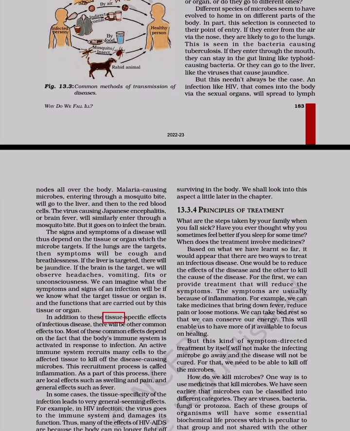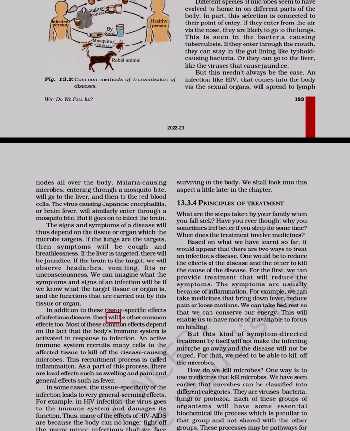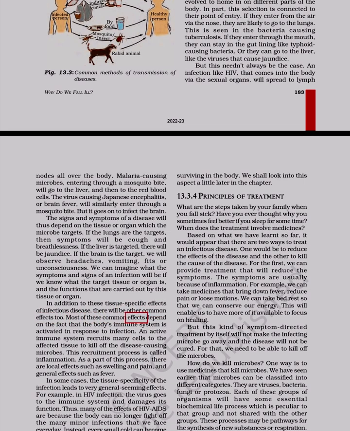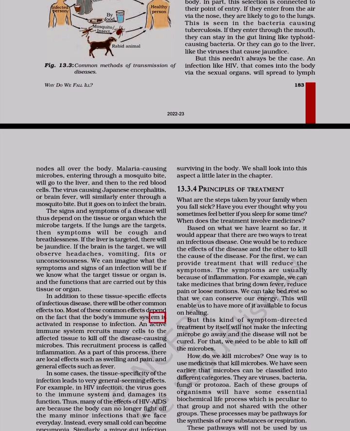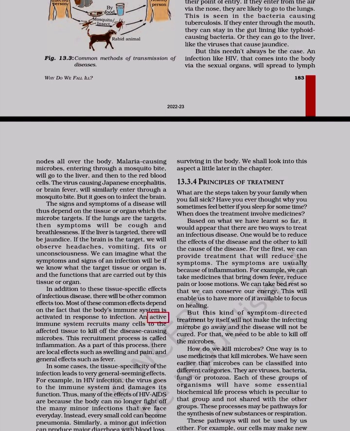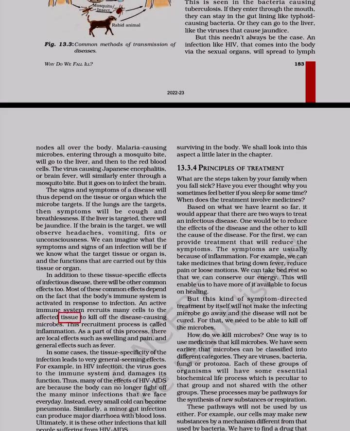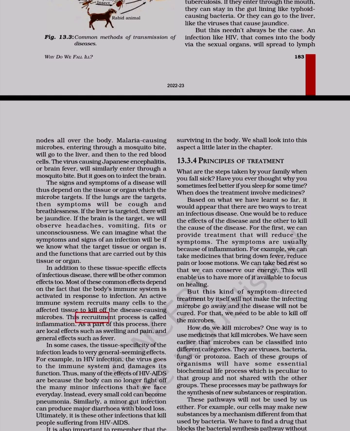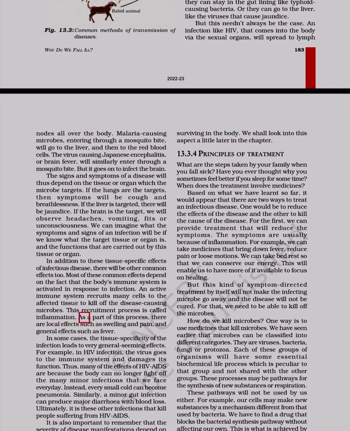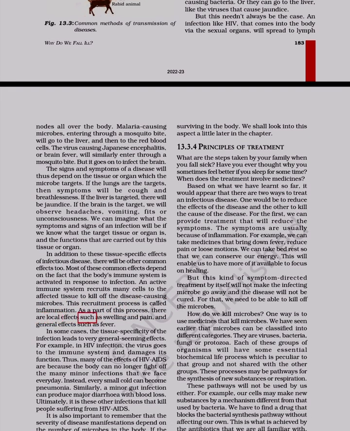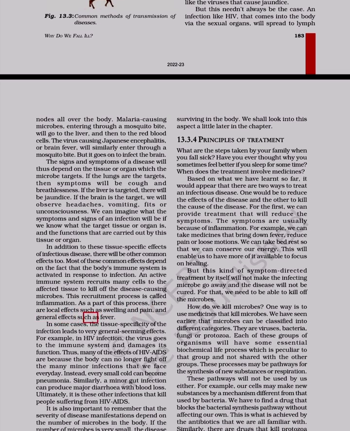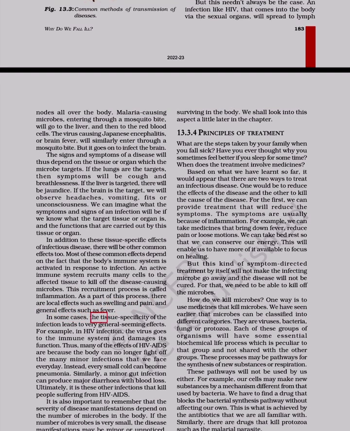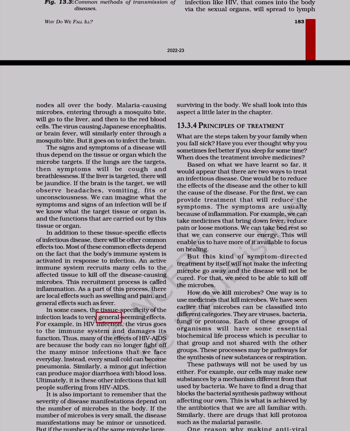In addition to these tissue-specific effects of infectious disease, there will be other common effects too. Most of these common effects depend on the fact that the body's immune system is activated in response to infection. An active immune system recruits many cells to the affected tissue to kill off the disease-causing microbes. This recruitment process is called inflammation. As a part of this process, there are local effects such as swelling and pain, and general effects such as fever.